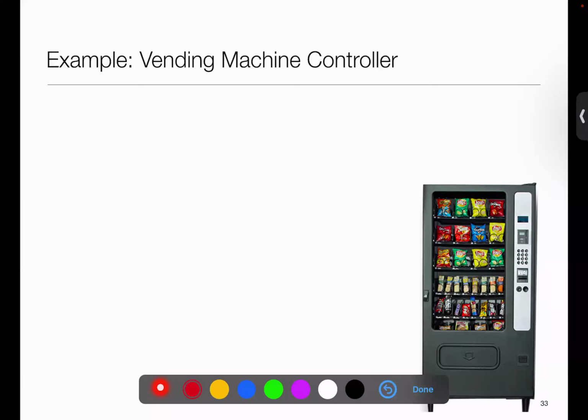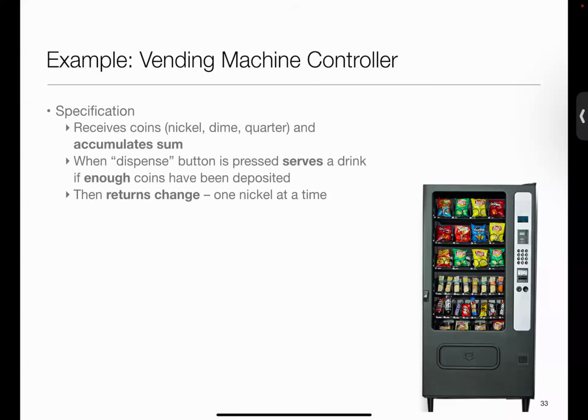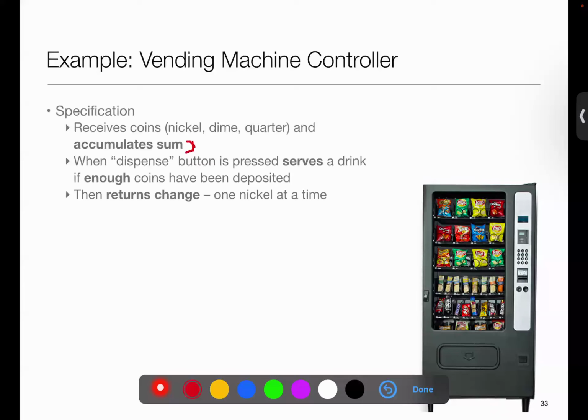Okay, kind of vending machines that we all see. This is a simplified one. It is a vending machine which can receive coins: nickel, dime, and quarter. So 3 kinds of coins. As you put the coins in, it will accumulate the sum, and some sort of display will tell you how much money you have deposited.